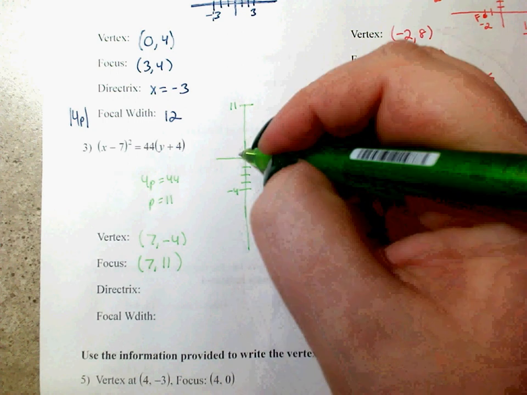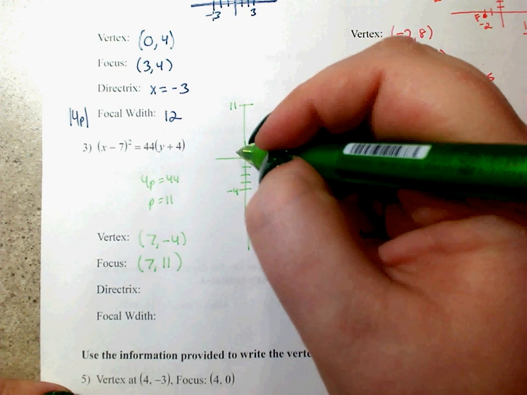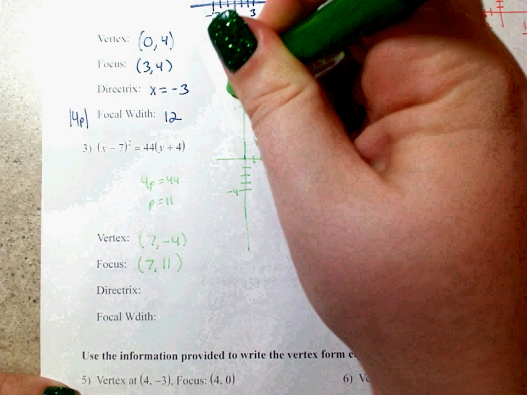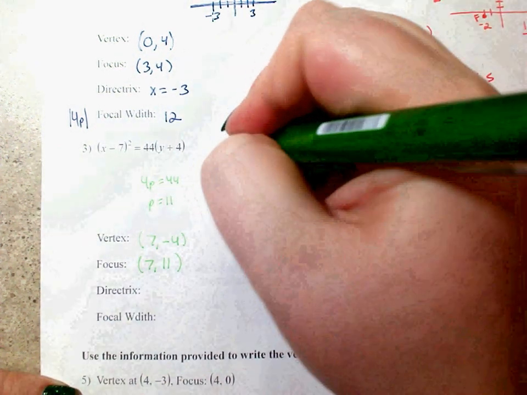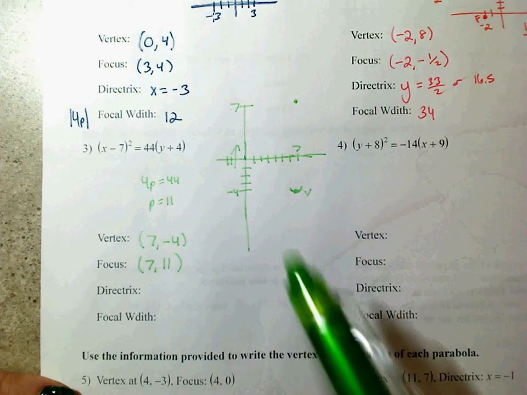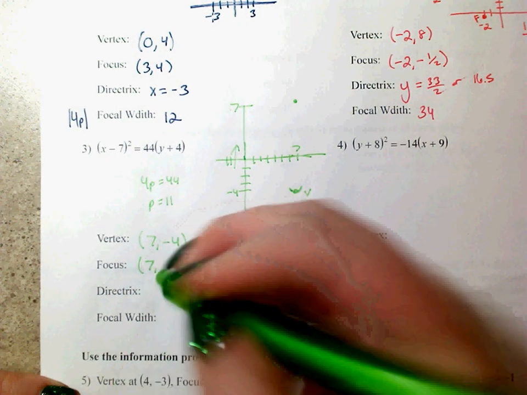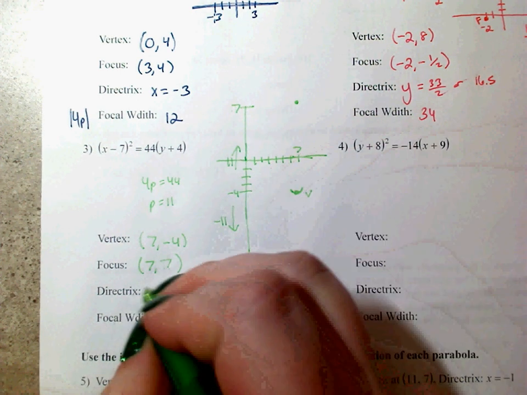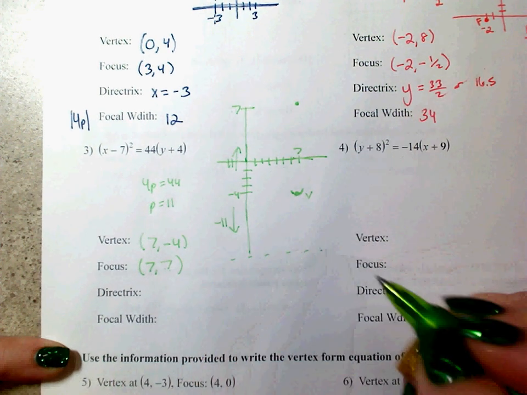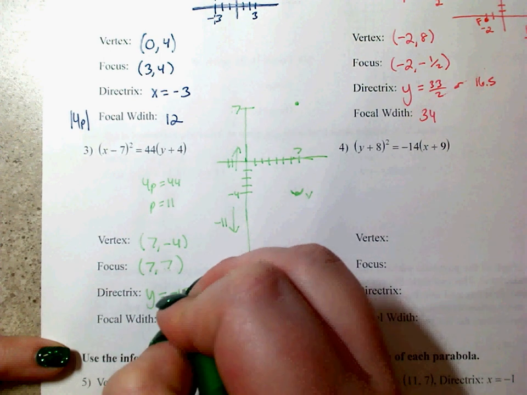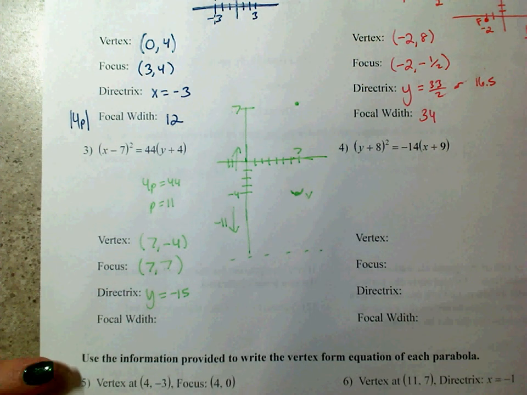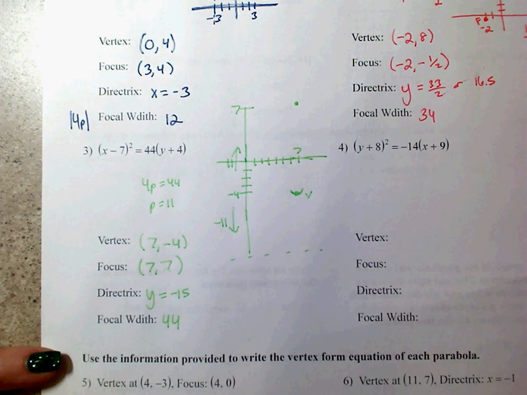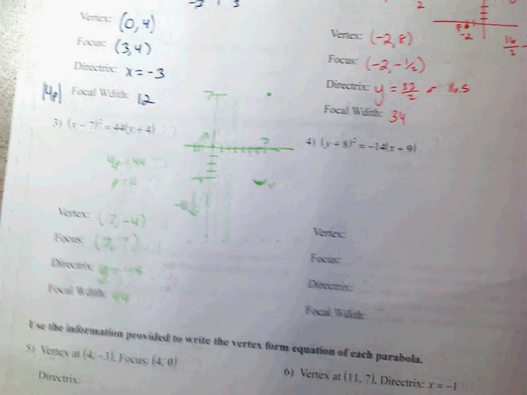What did I just say? No, I need to go up 11 to get to the focus, and up 11 puts me at 7. That's silly. And down 11 puts me at negative 15. So it is a horizontal line, which puts me at y equals negative 15. Okay, and then focal width is again 4p, which is just a positive 44. Okay, number 4.